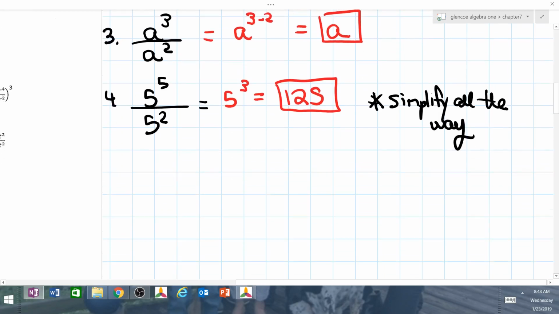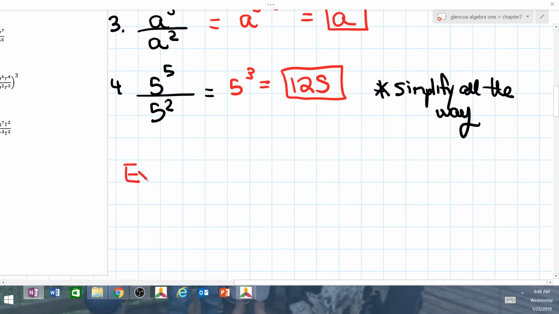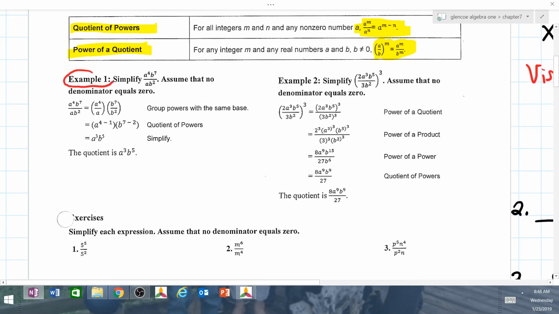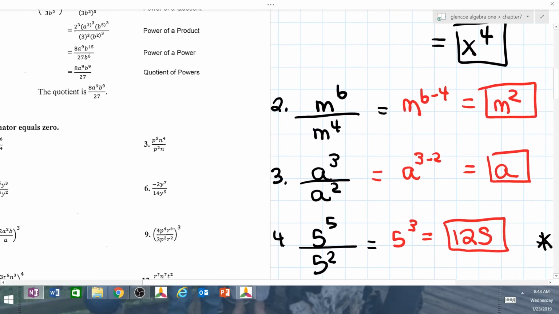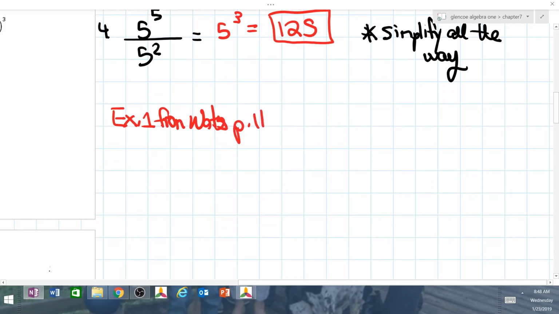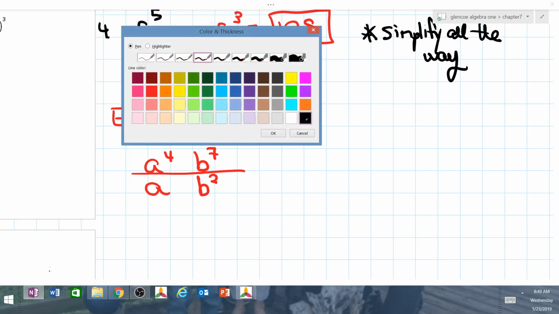All right, so now let's make our life interesting and let's just pick it up a notch. Let's do something like this. This example is in your notes. I'd like to work it for you because I want to show you something that I think will be extremely helpful. Okay, so this is a to the 4th, b to the 7th, over a b squared. And I kind of wrote mine a little far apart because I want to show you what I do, which I think might help some of you.